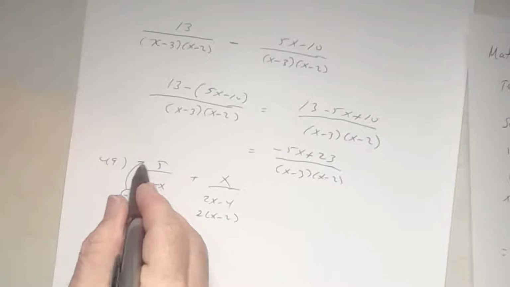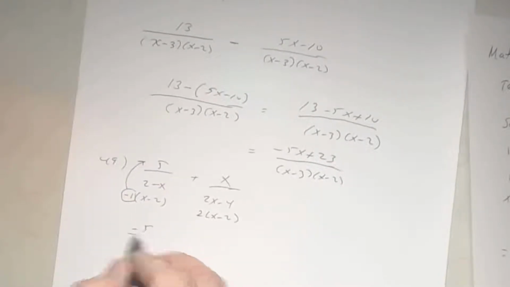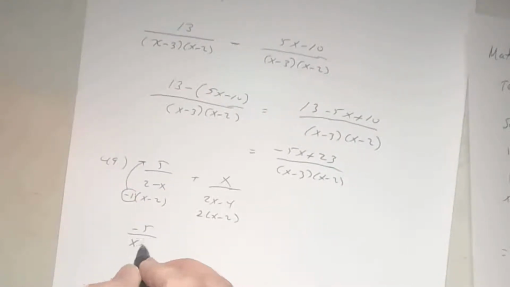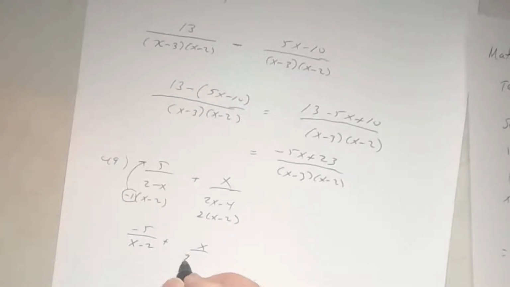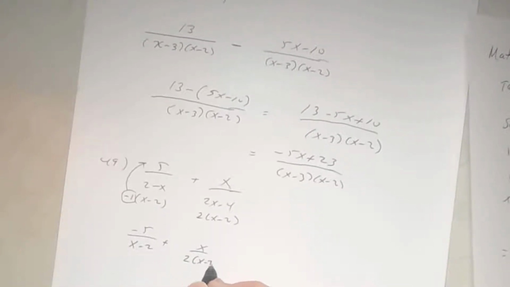Now, remember, we circle this negative 1. We put it in the numerator, to the top. So that's really negative 5 divided by x minus 2, plus x divided by 2 times x minus 2. All right. So now what's the LCD? It's going to be 2 times x minus 2. That's your LCD.